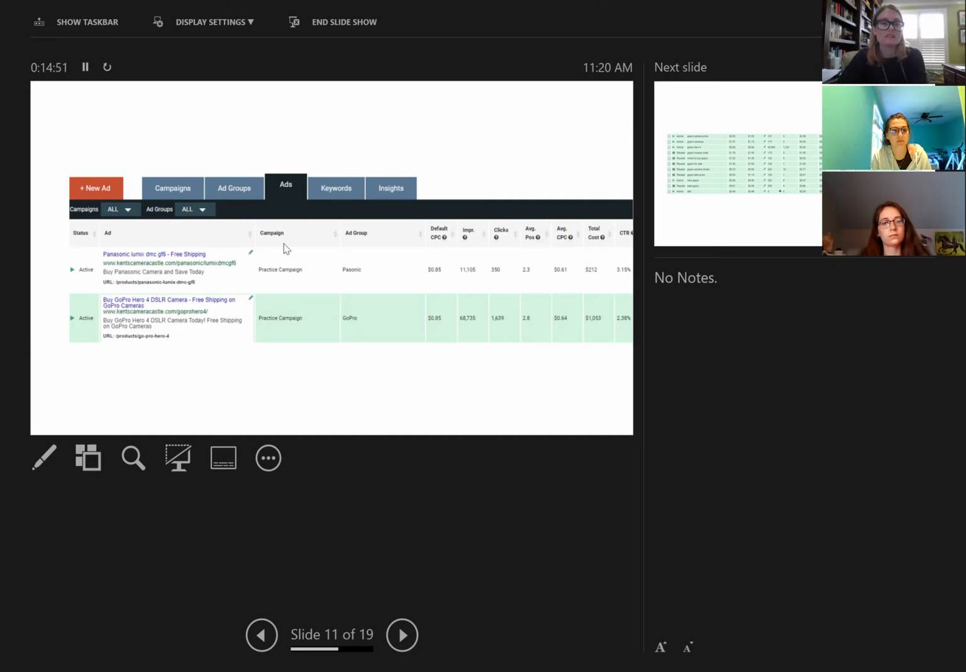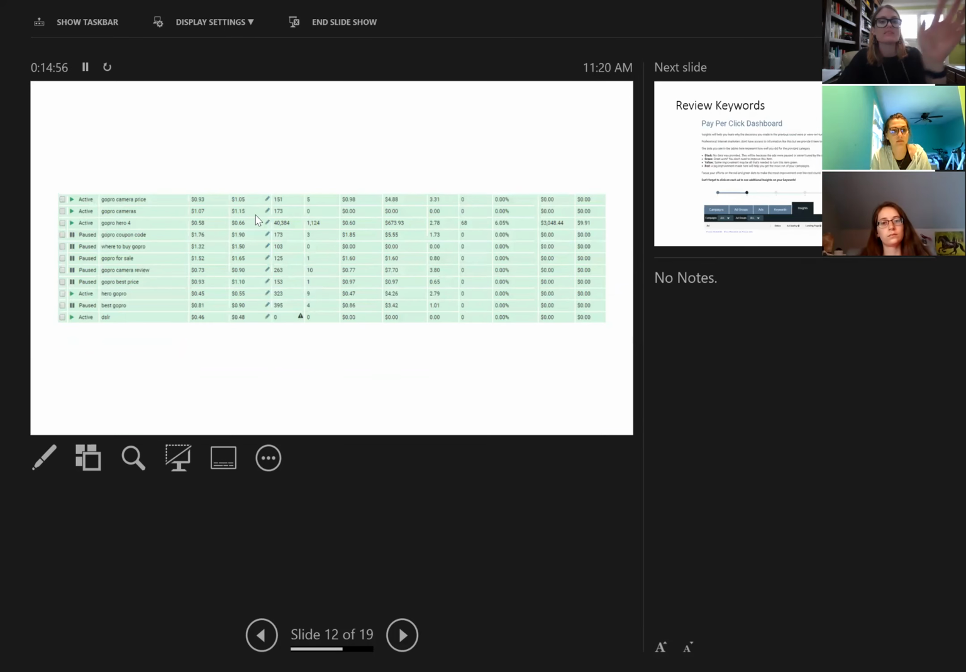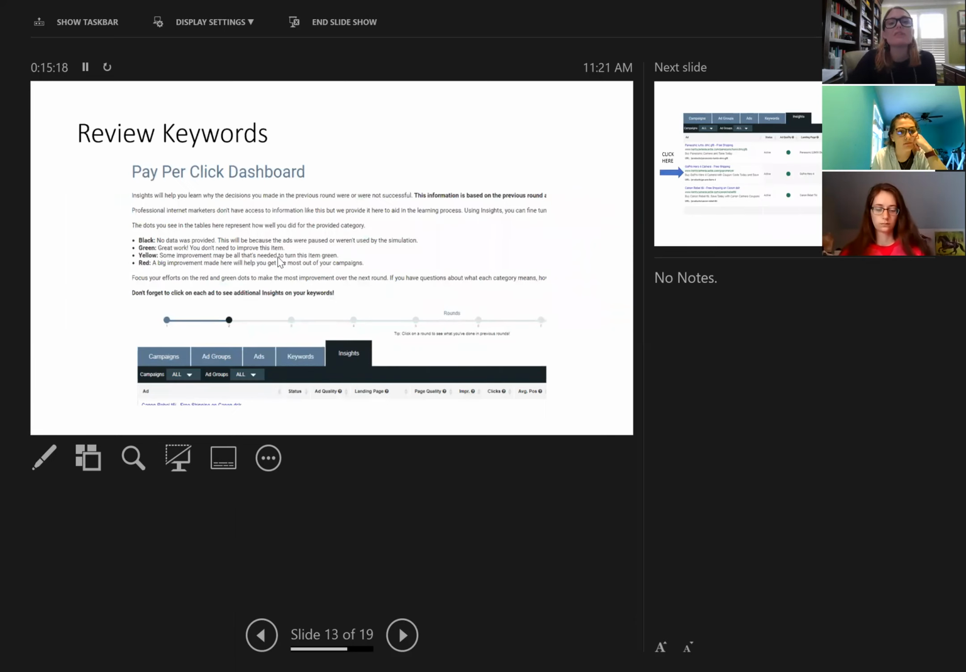Now, the next tab up here is keywords. Especially if you're looking at the campaign level, you're going to have a very long list. This is actually just a screen grab from it. So you need to go in and individually see how the keywords are doing within your tool. In some cases, you may want to pause them if they're not doing well, or delete. Okay. Now, the last tab that I want to talk to you about is really important. So please, please, please use this.